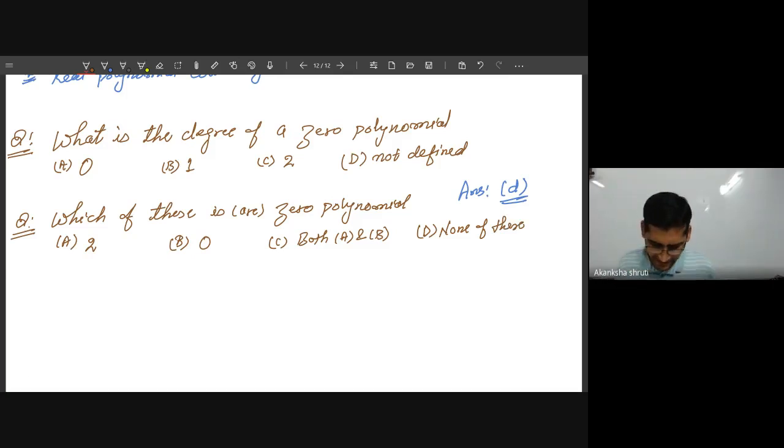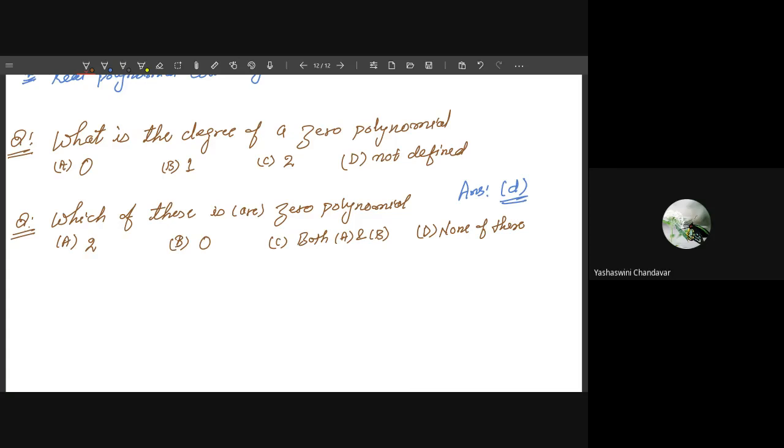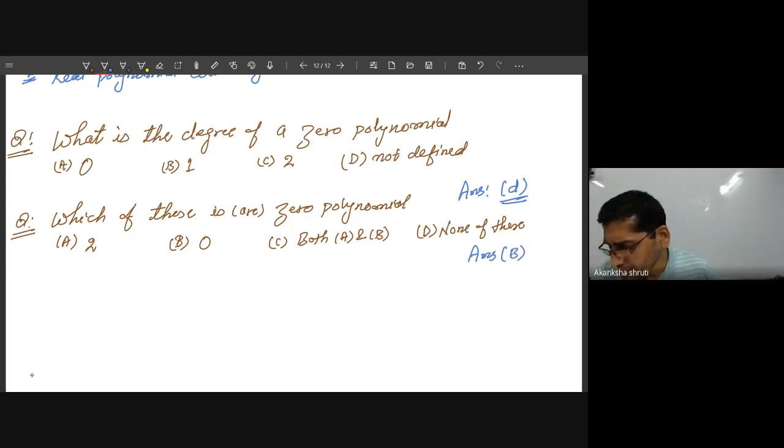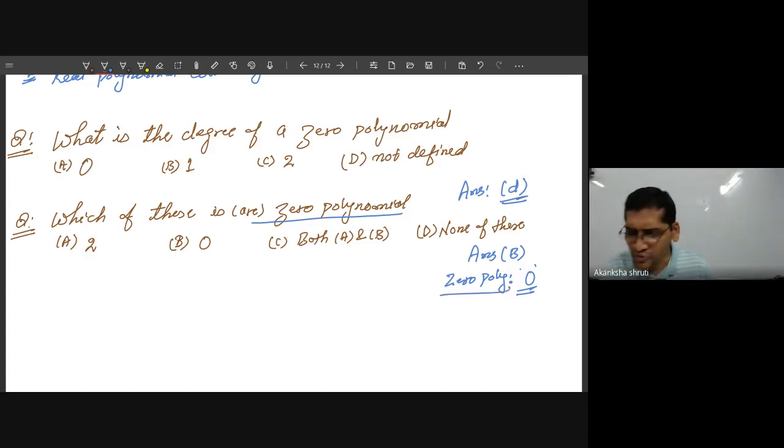So what is the answer? Yes, student? Option B. Very good. Answer is option B. Here what is asked is the 0 polynomial, the polynomial itself. So what have we learned? 0 polynomial is only one number. That one number, 0, is called the 0 polynomial. It is so simple.